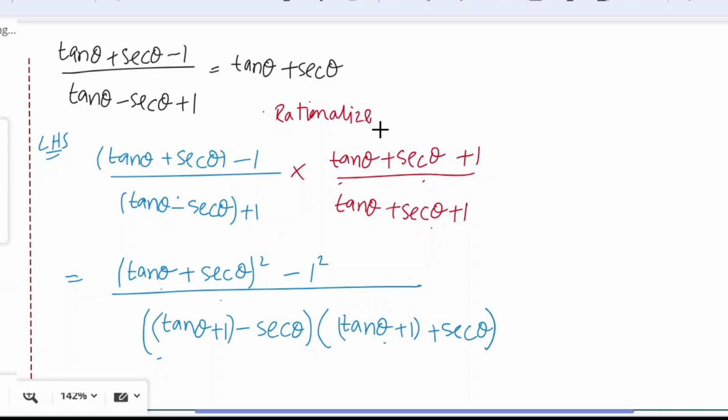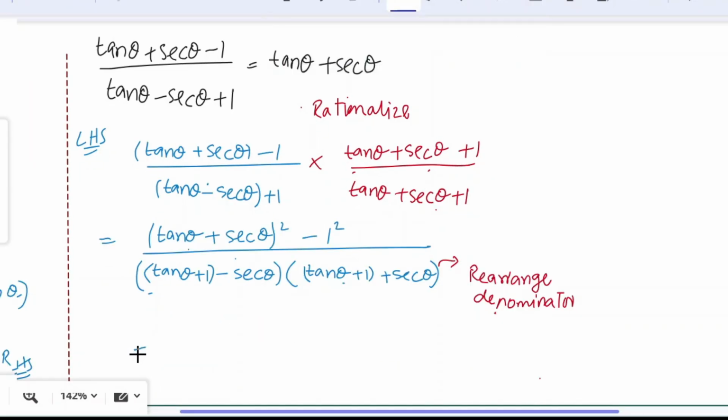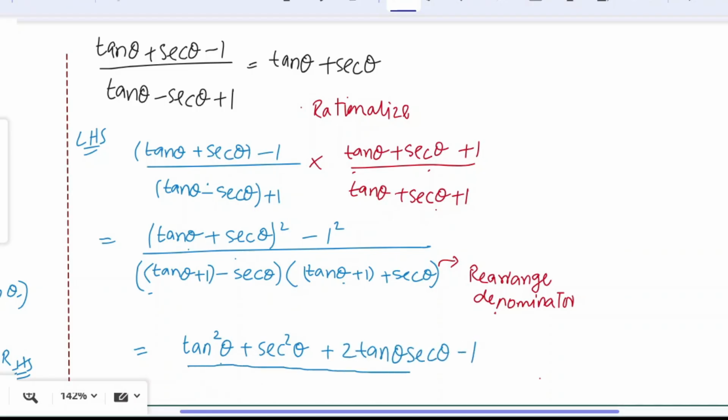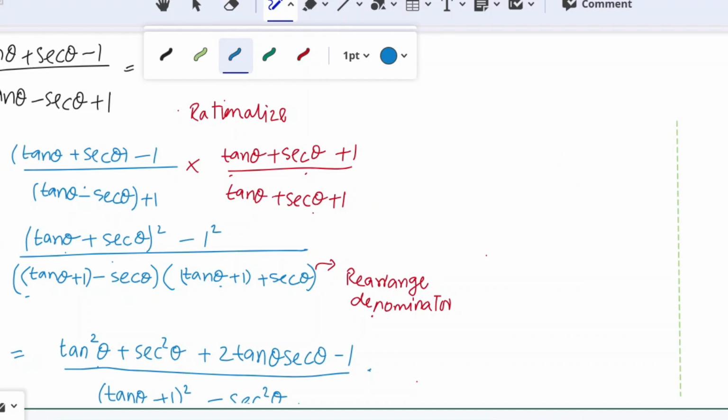Why did I do this? So that we can have the denominator the same, having only the positive and negative sign different, which can later be converted into a square minus b square form. So open the formula on the numerator: tan square plus secant square plus 2 tan theta secant theta minus 1. The denominator looks like a minus b and a plus b, where a is tan theta plus 1 and b is secant theta. It will be tan theta plus 1 square minus secant square theta.